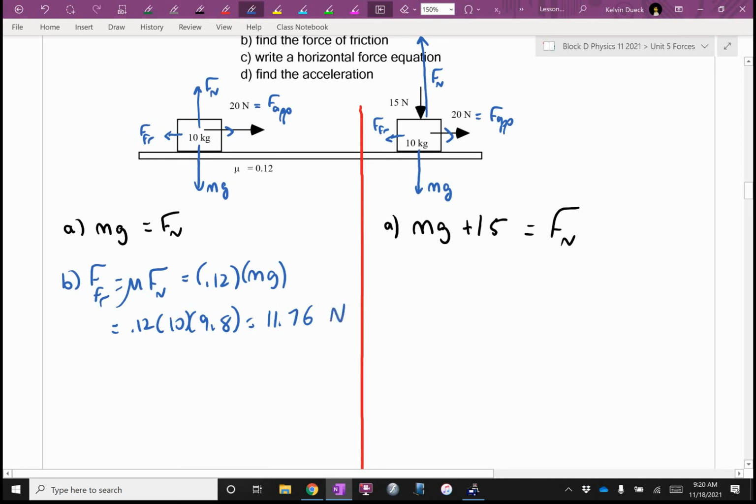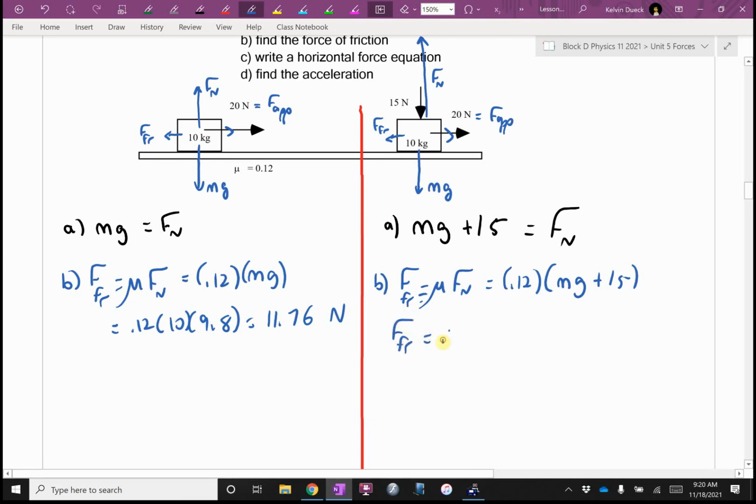Okay. Let's keep going. Let's do the right-hand one. What does B still want me to find? What is friction still? Mu times the normal force, which is going to be 0.12. Wait a minute. What can I replace the normal force with here? In brackets, mg plus 50. Why in brackets? Because that whole thing is the normal force, so that whole thing needs to get multiplied by the 0.12.